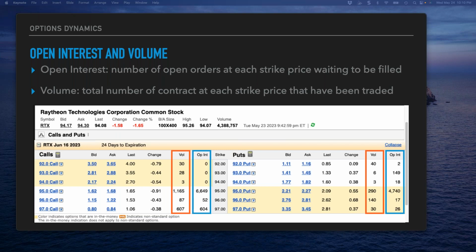The volume columns for both puts and calls are highlighted in orange. Where open interest only describes the number of open orders, volume reflects the actual number of contracts at each strike price that have changed hands. While not as important as open interest in describing how liquid an option contract may be, it is still useful in illustrating how actively the market is trading each contract.